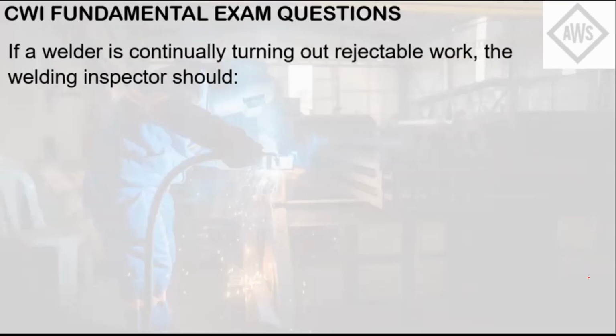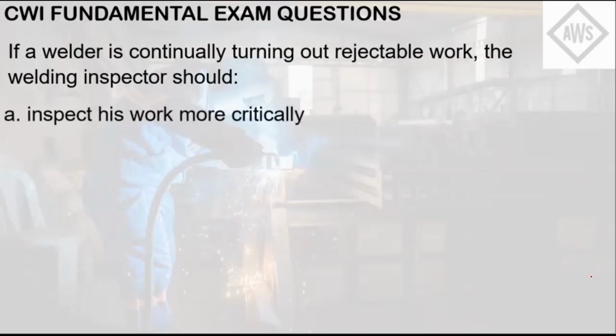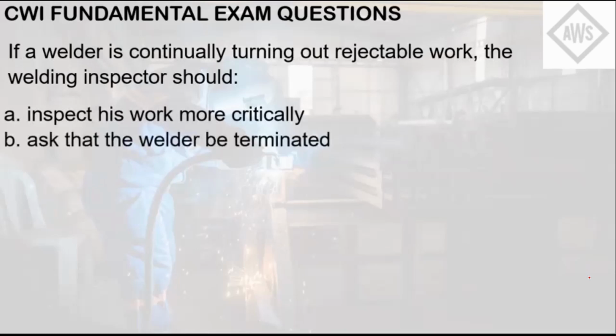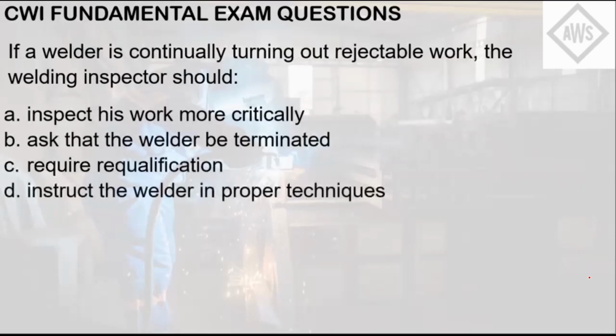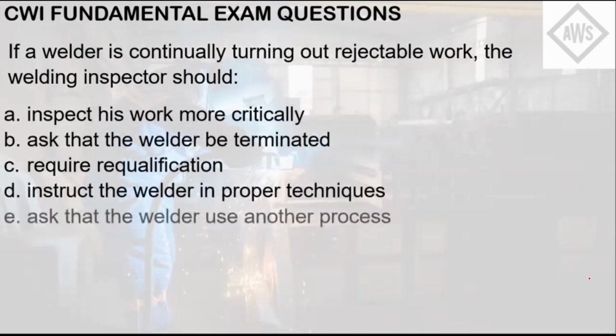If a welder is continually turning out rejectable work, the welding inspector should letter A, inspect his work more critically. Letter B, ask that the welder be terminated. Letter C, require requalification. Letter D, instruct the welder in proper techniques. Letter E, ask that the welder use another process. So if the welder is continuously turning out rejectable work, that is a good enough reason for him to be requalified. So the answer here is letter C.